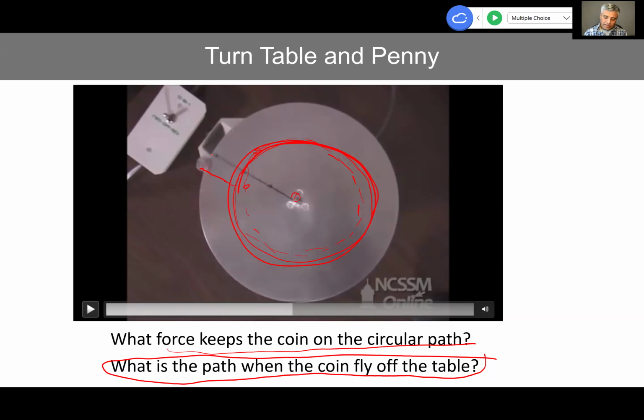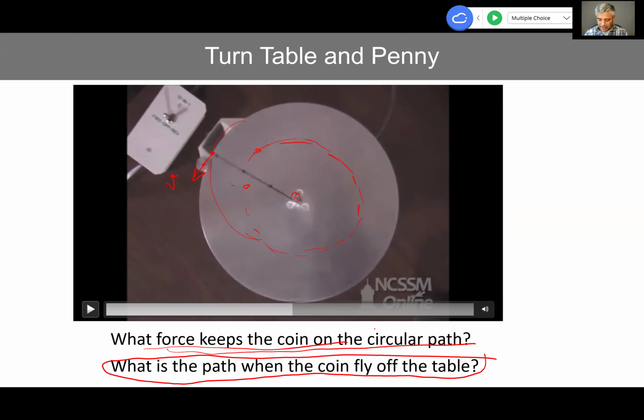So this was very close to the string, and you can see now it is here. So it looks like it's going something like that. So that's the direction of velocity, okay? When it leaves the circular path. So once it leaves the table, nothing is pulling it towards the center.